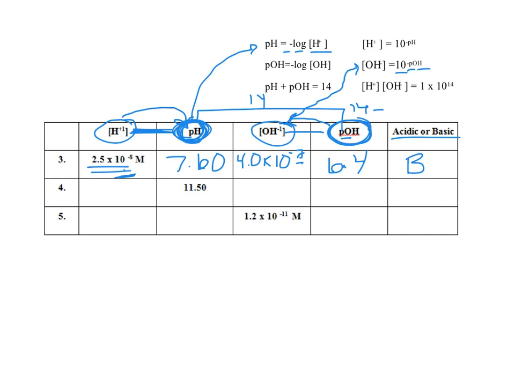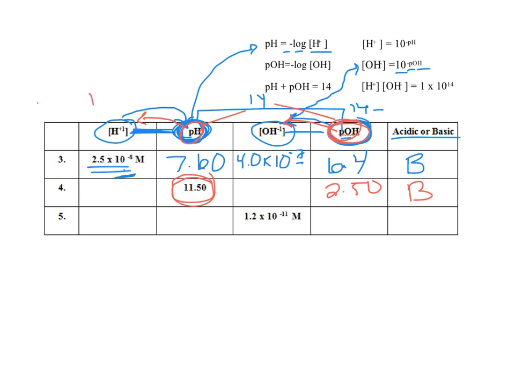Okay, let's try row 2. This time they've started us off with pH, which I can already say is basic. It's greater than 7. And I'm just going to jump right over to pOH. So 14 minus that will be 2.5 because both pH and pOH add up to 14. And then I call it, we got to throw them back. We got to put them into their exponents.